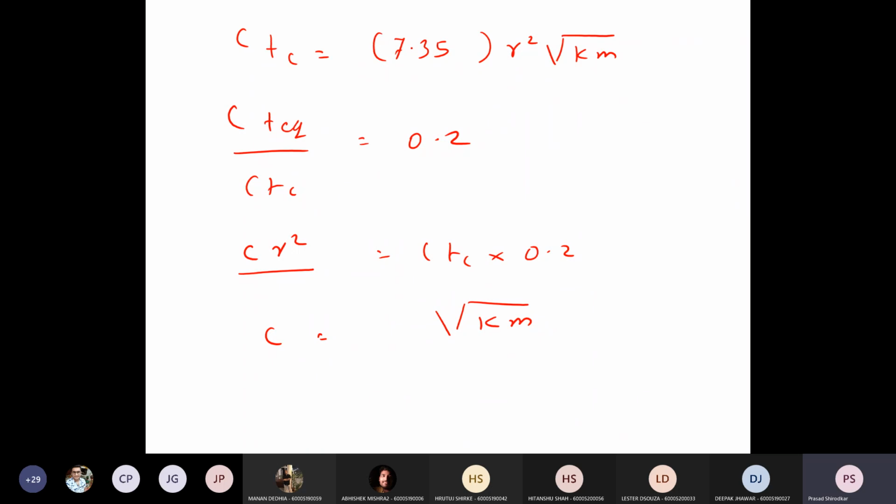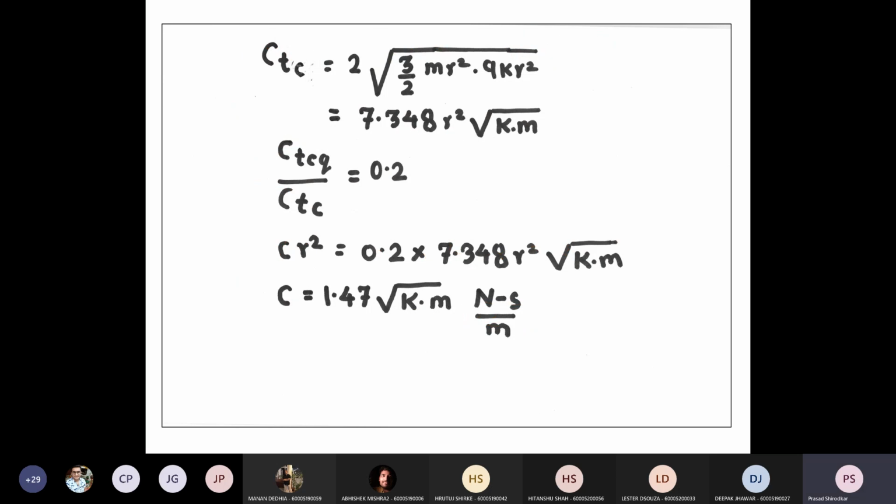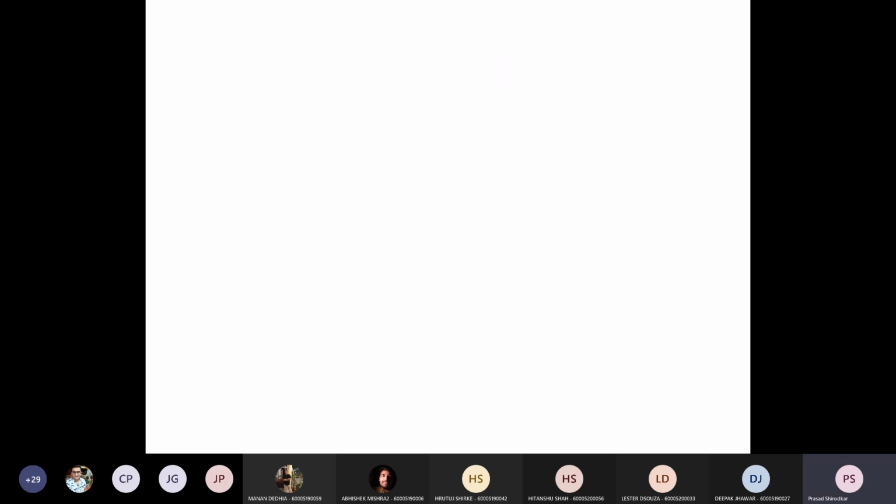Now let's try the energy method to solve this equation, and let's see whether the solution becomes more complicated or is it becoming simple. Energy method.